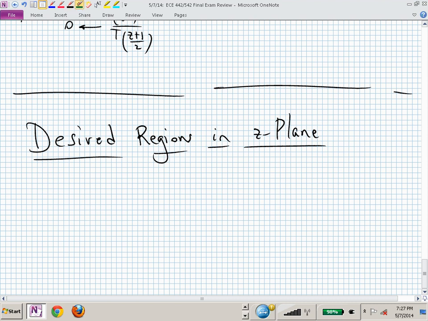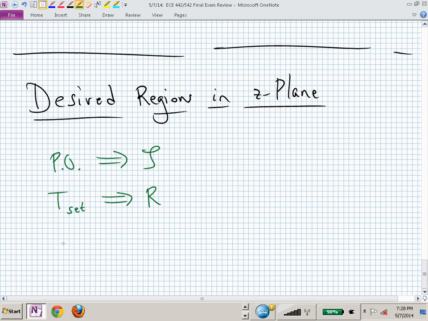If I give you percent overshoot, what are you thinking? Zeta, aren't you? If I give you settling time, what are you thinking? Disks, aren't you? So the zeta is your heart shapes, your logarithmic spirals, your settling time. Now you're trying to get into smaller and smaller disks if your settling time is getting less. And then you have your peak time.